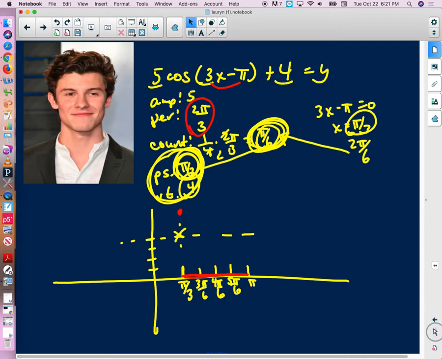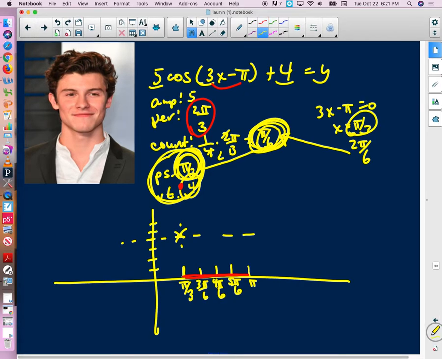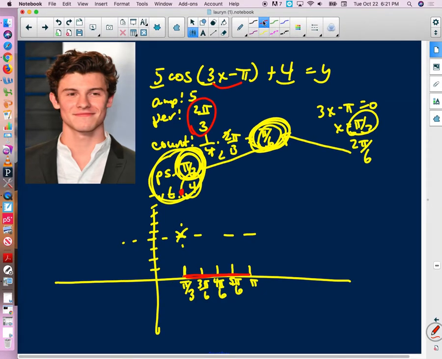I'm going to go up 5. Need to mark that off real clearly. 1, 2, 3, 4, 5. So my first dot's here. Then it's going to go to the middle, then it's going to go down 5, back to the middle, and back up high. And it continues on like this.